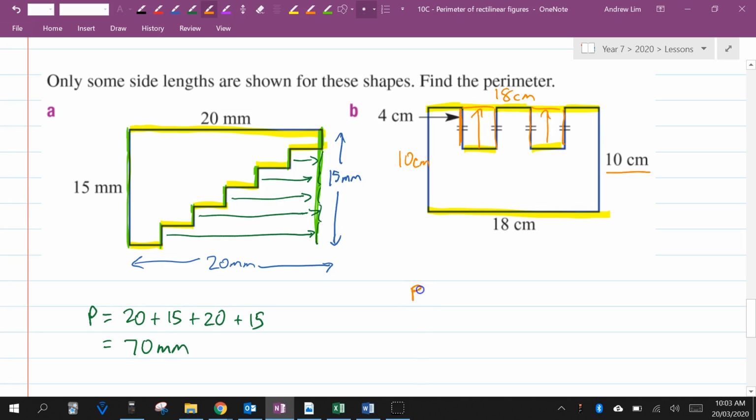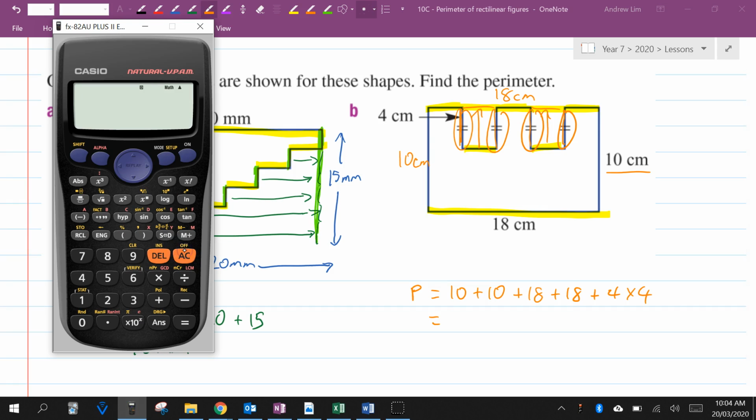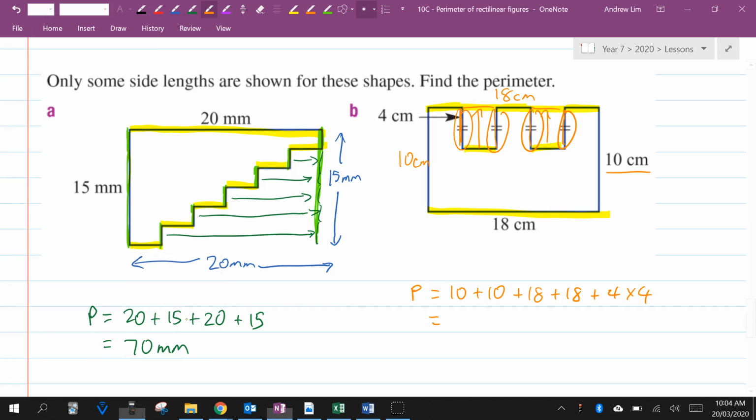So the perimeter of this shape is 10 plus 10 plus 18 plus 18 plus, there's 4 lots of these ones. We can do 4 times 4 if we want. So let's put that into the calculator. 20 plus 36 plus 16 is 72.